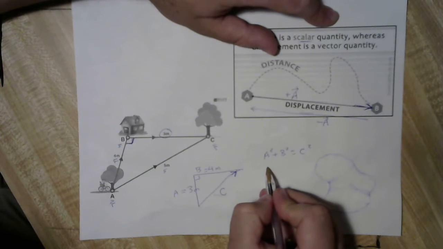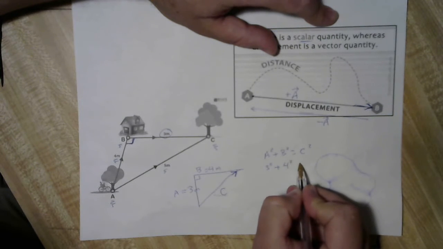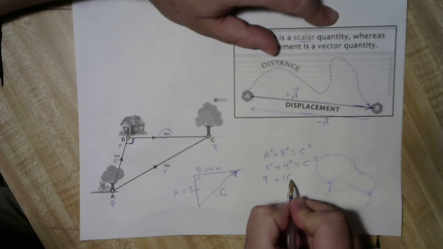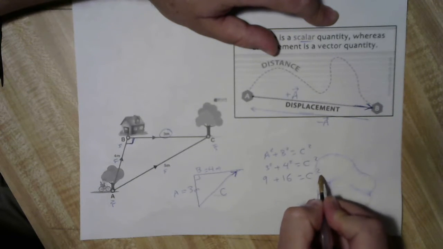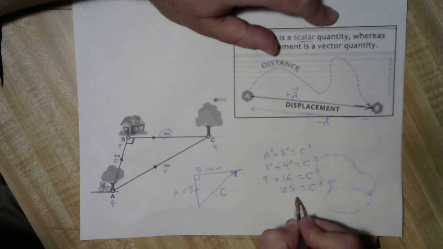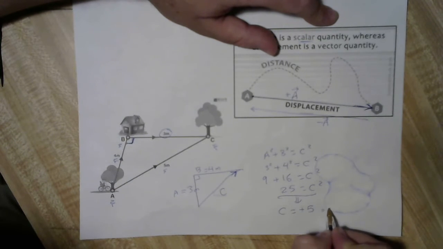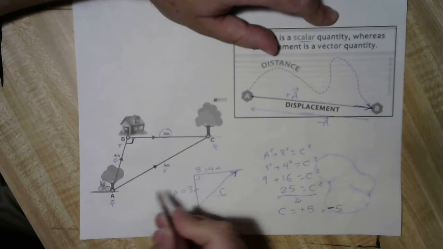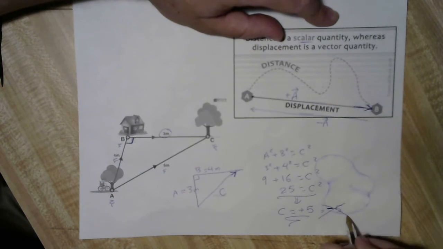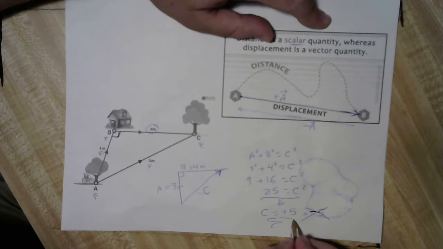So A squared is 3 squared plus 4 squared is equal to C squared. This is 9 and this is 16 equal to C squared. So I have 25 equal to C squared, and from it C is equal to plus 5 or minus 5. It is a distance or a displacement. It is a positive value, so I will not take the negative value, and the unit is in meters.